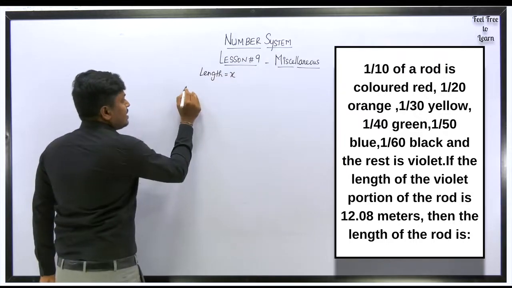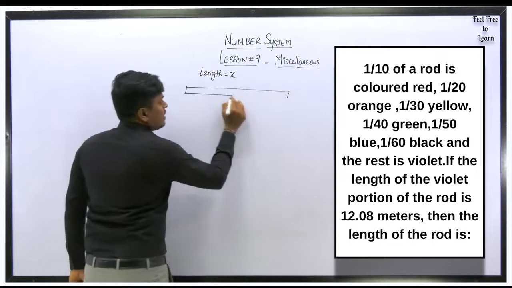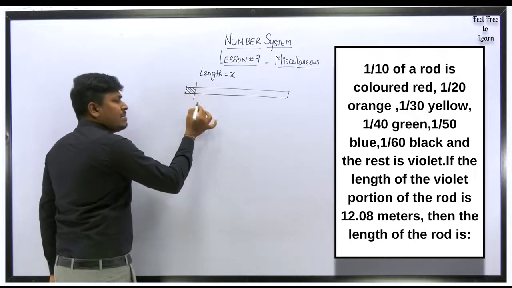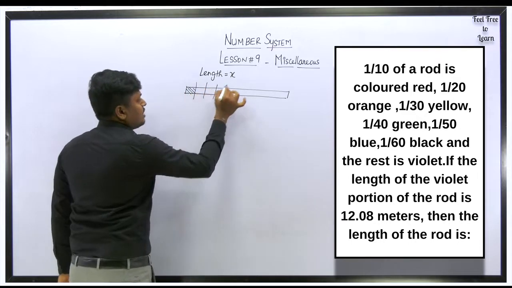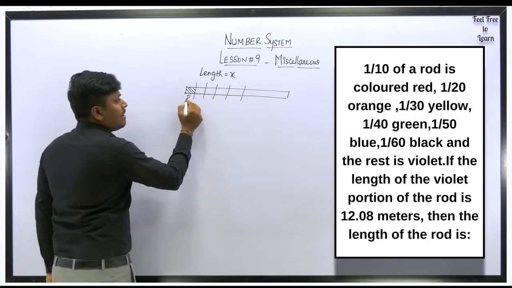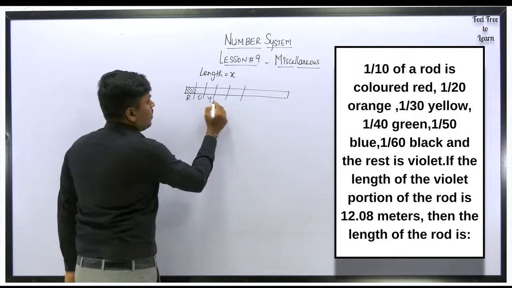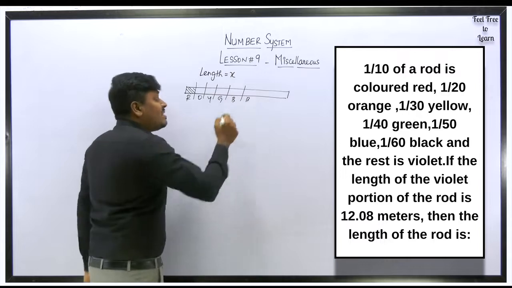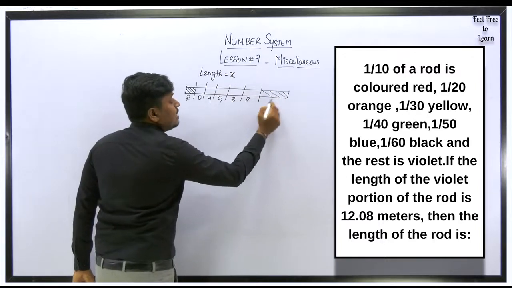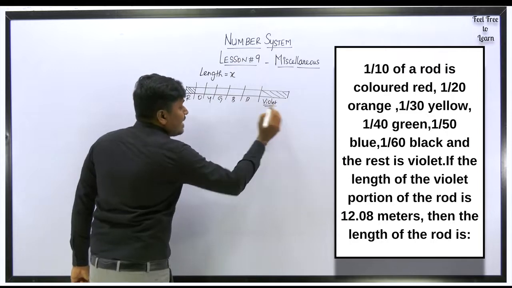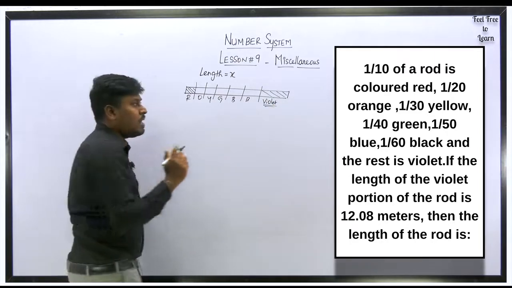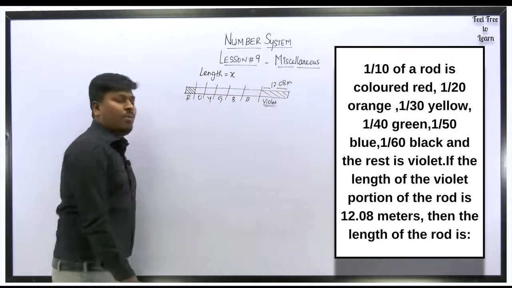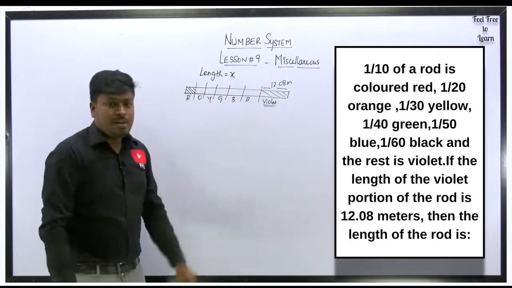But according to the question, let me assume this is a rod, right? So in this rod, 1 by 10th of the portion is colored red. So this area will be colored red. Similarly, they are coloring some portions of this rod in different colors. For example, red, orange, yellow, green, and then blue, black. And finally, you can see the rest of the portion has been colored in violet. And this violet area, they have given us 12.08 meters. So this violet area alone is 12.08 meters. So now what is our target? Our target is to find the total length of the rod.